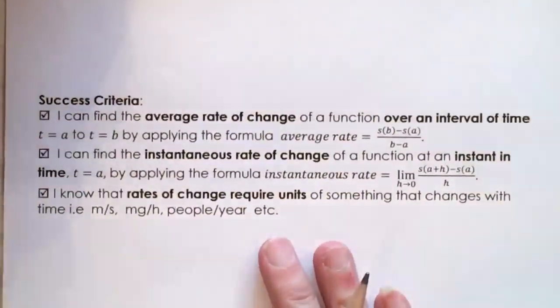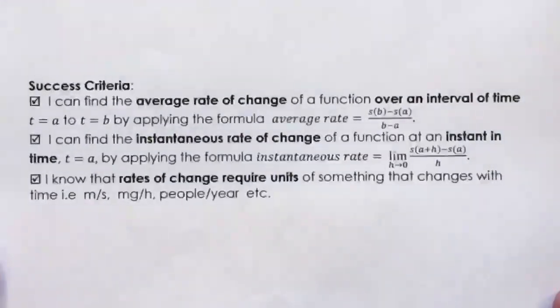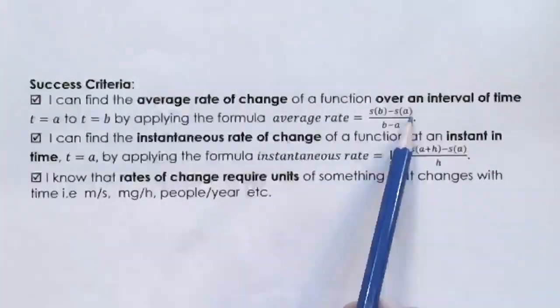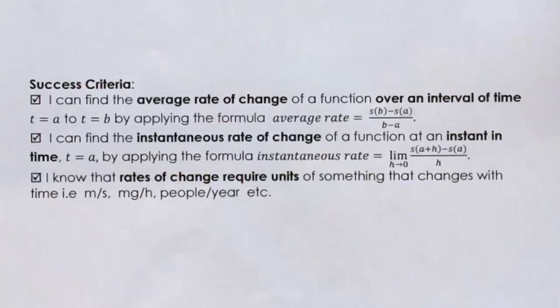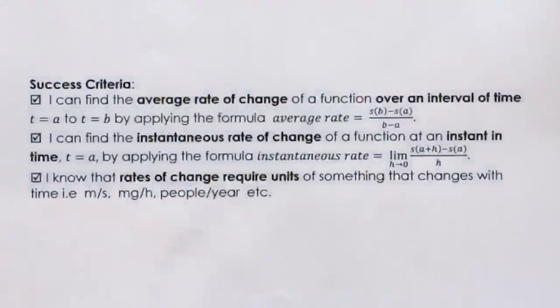So success criteria: you can find the average rate of change of a function over an interval of time, t equals a to t equals b, by applying the formula average rate is (s(b) - s(a)) over (b - a). You can find the instantaneous rate of change of a function at an instant in time, t equals a, by applying the formula instantaneous rate is the limit as h approaches 0 of (s(a + h) - s(a)) over h. And we know that rates of change require units of something that changes with time. So examples would be meters per second, milligrams per hour, people per year, etc.